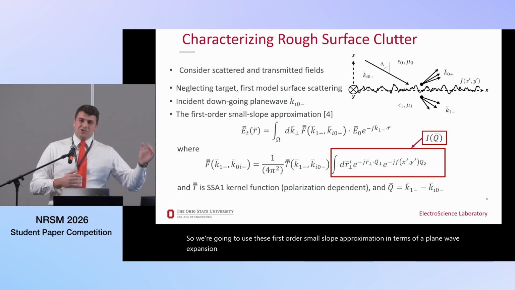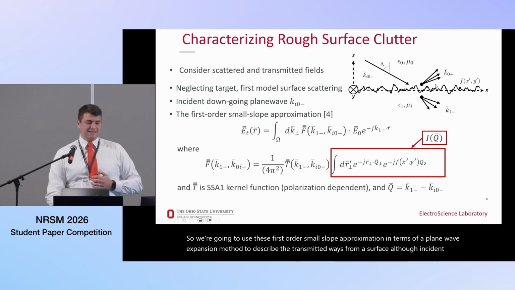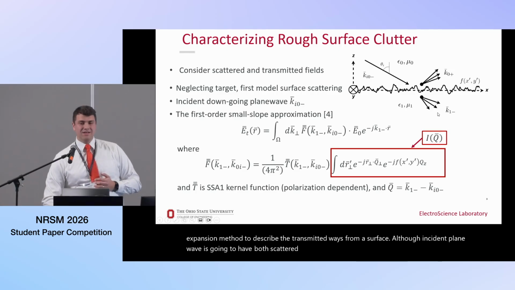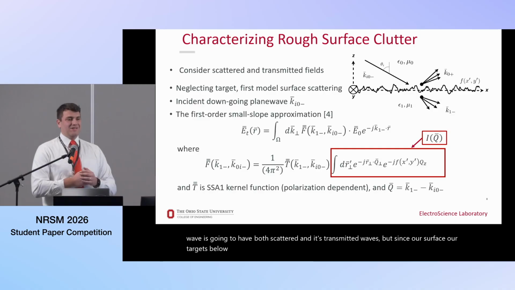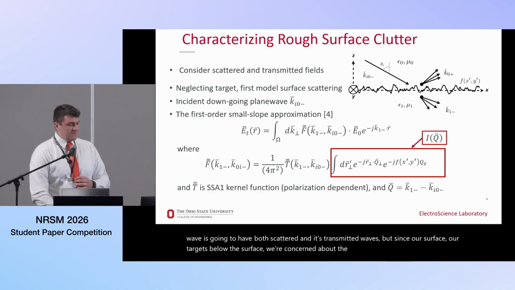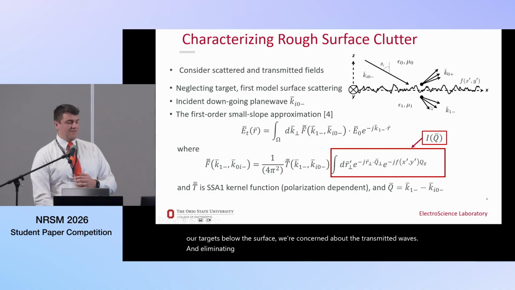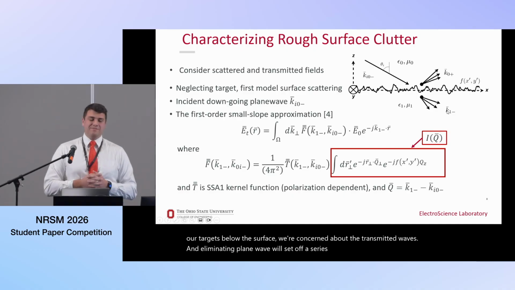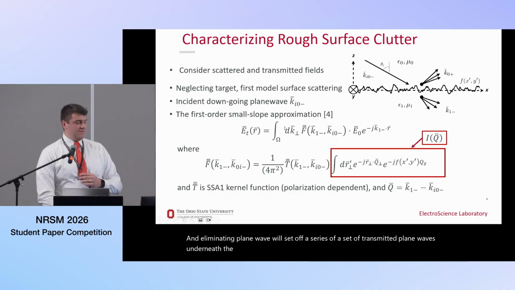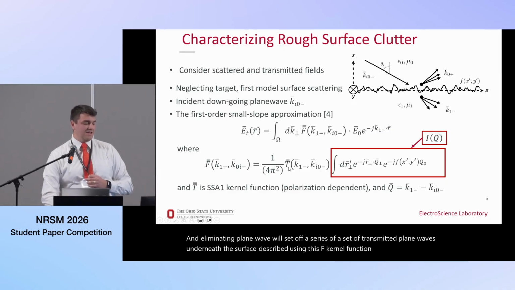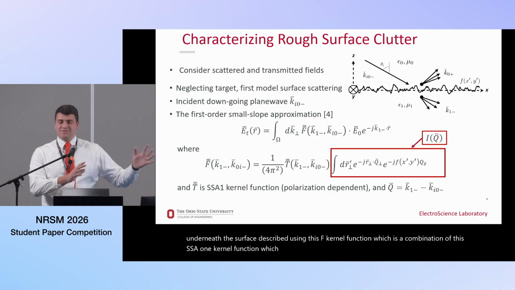to describe the transmitted waves from a surface, although an incident plane wave is going to have both scattered and transmitted waves, since our target is below the surface, we're concerned about the transmitted waves. And an illuminating plane wave will set off a set of transmitted plane waves underneath the surface, described using this F-kernel function, which is a combination of this SSA1 kernel function, which contains our polarization dependencies for this problem.